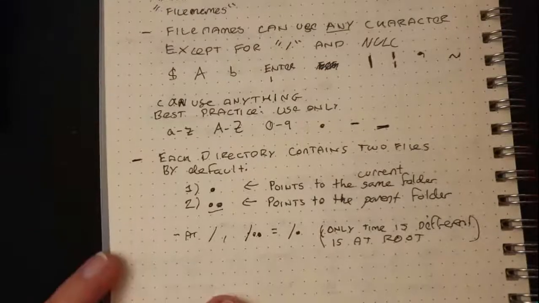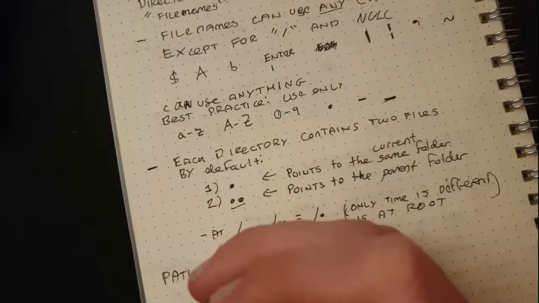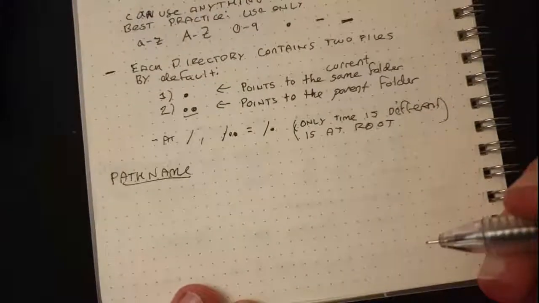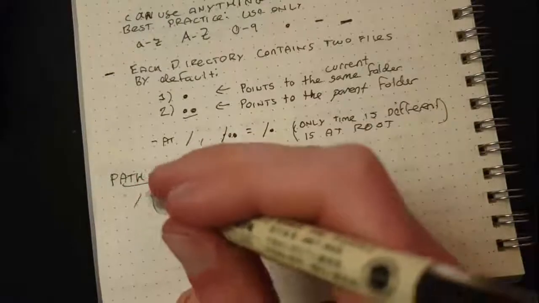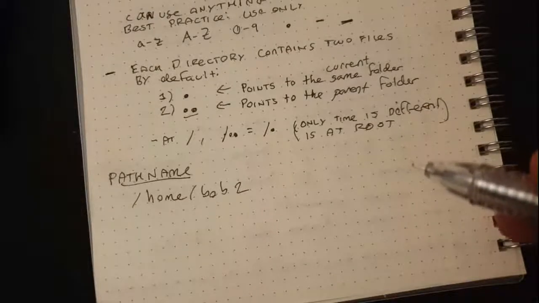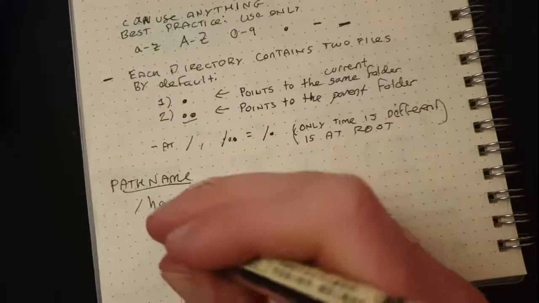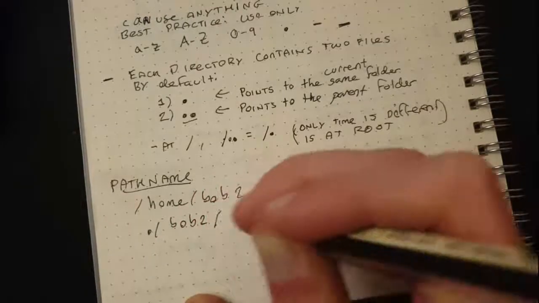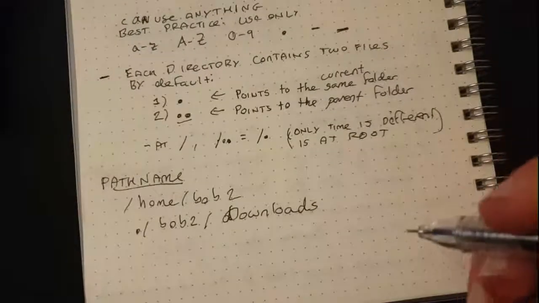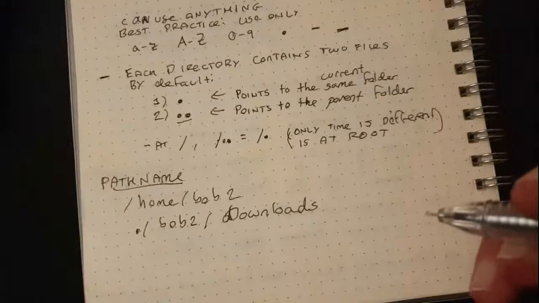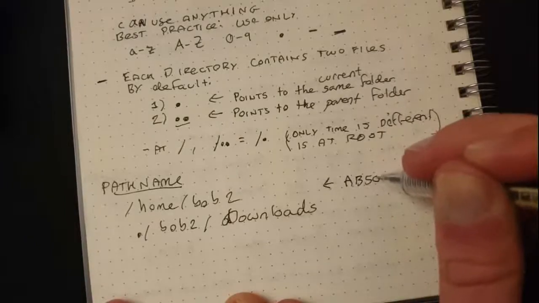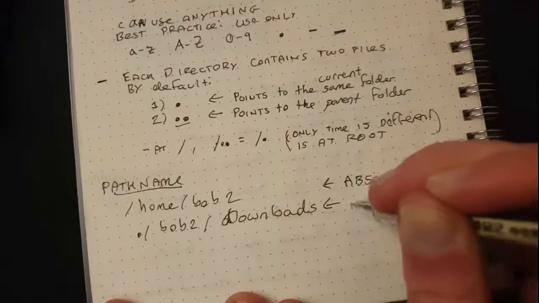And path name is what you call the extended notation. So that would be something like slash home slash bob2, or dot slash bob2 slash downloads, or anything else. These are called absolute and these are called relative.